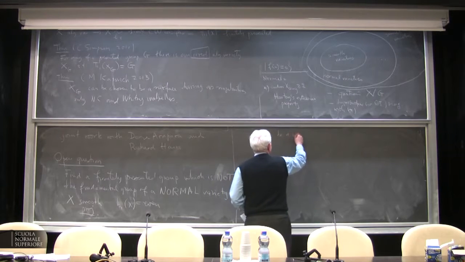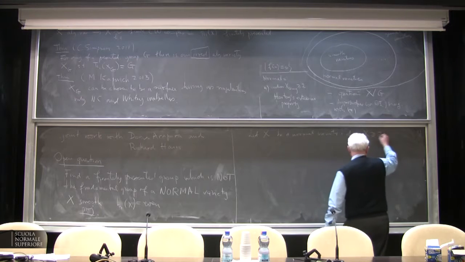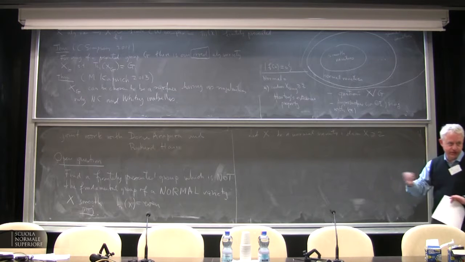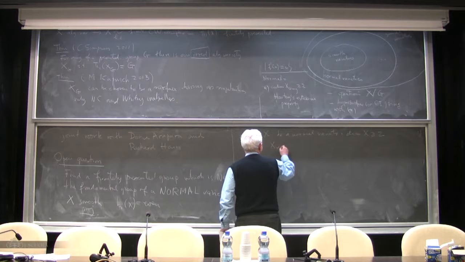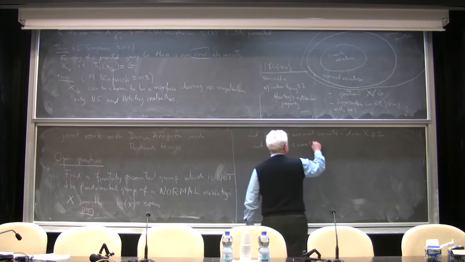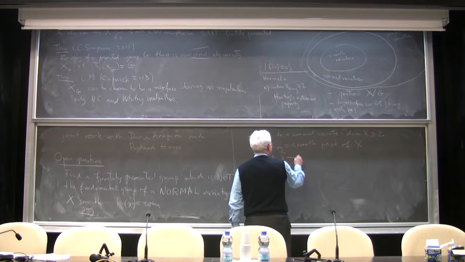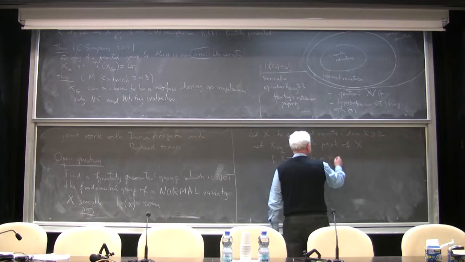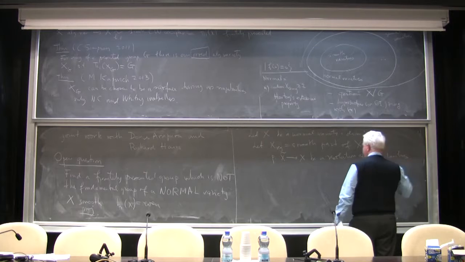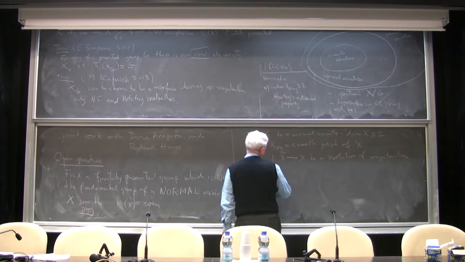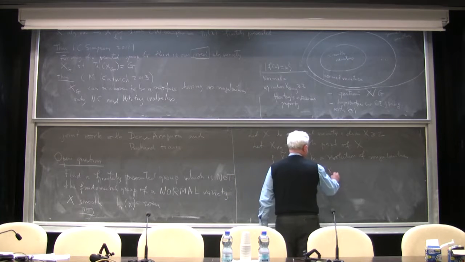So, let X be a normal variety. Assume that the dimension of X is at least 2, because in dimension 1, normal is the same as smooth, so there is no difference for curves. And let X reg be the smooth part of X, and let p be a resolution of singularities. In particular, this means that p, restricted to the inverse image of the regular part, induces an isomorphism.